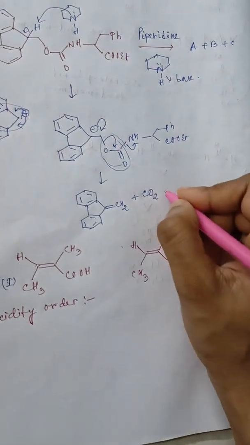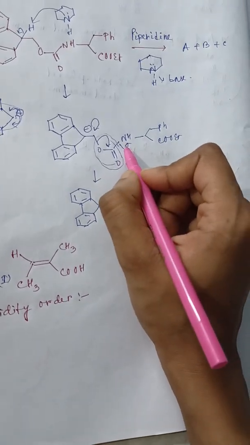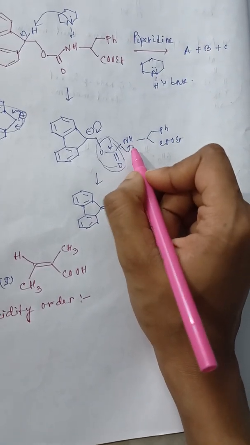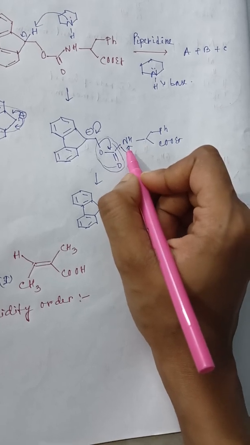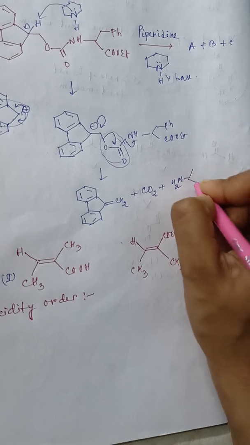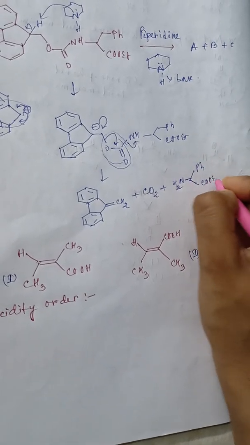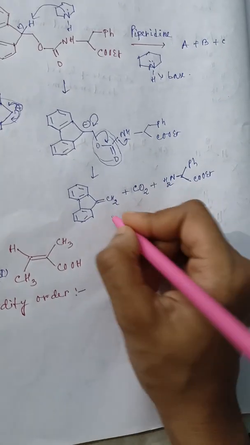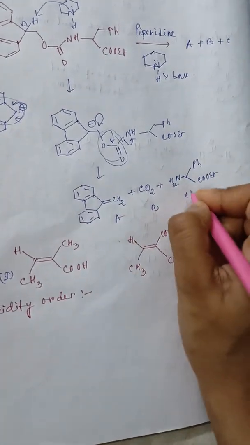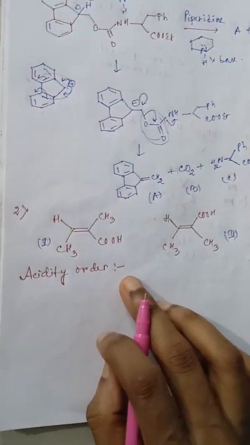Now then here it will be first NH minus, and then this NH minus will abstract a proton and form, I'm writing the end product, PHCOOH. So these are three products, A, B and C. Hope you understood. Now let's move to the next example.